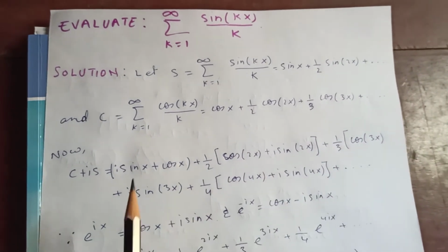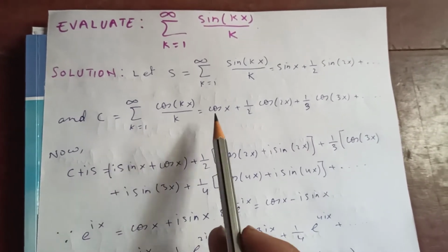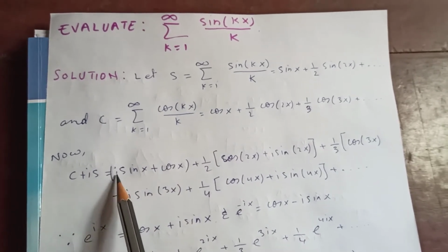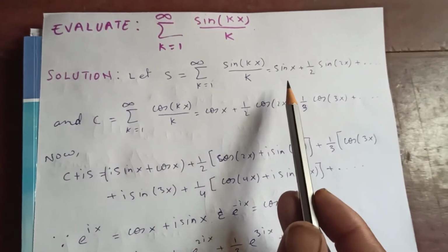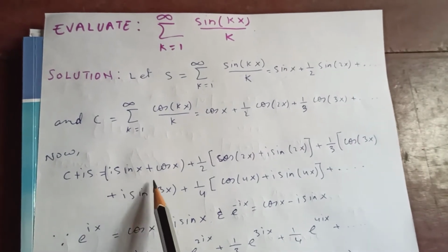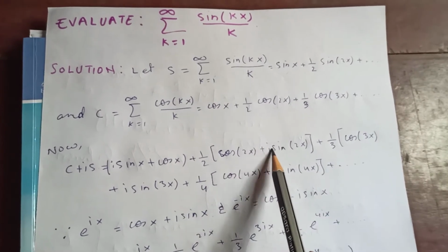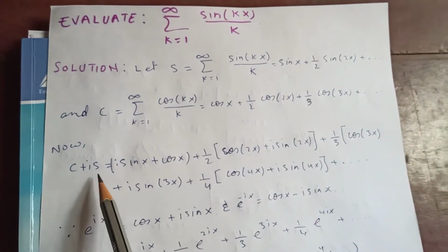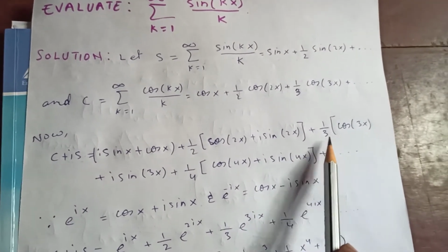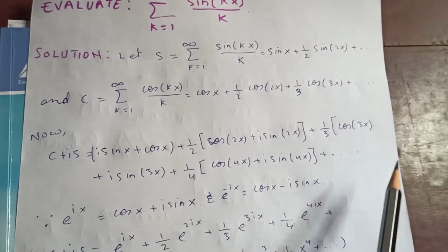Now since we are going to use the C plus iS method, C plus iS is cos x plus i sin x for the first term. The second term is 1/2 (cos 2x plus i sin 2x), where S is multiplied by i, and plus 1/3 (cos 3x plus i sin 3x) plus 1/4 (cos 4x plus i sin 4x) and so on.